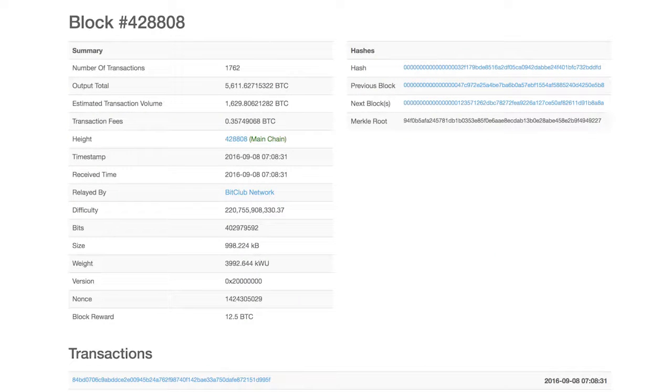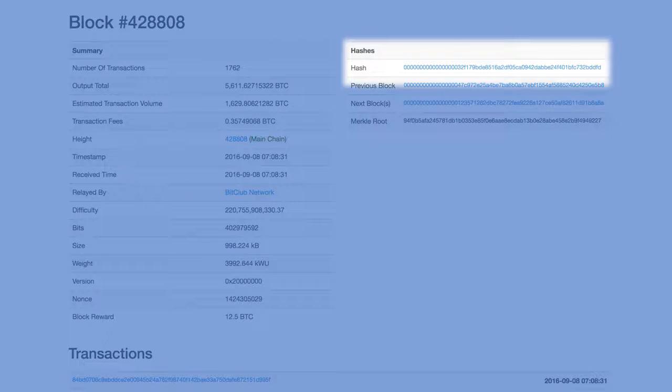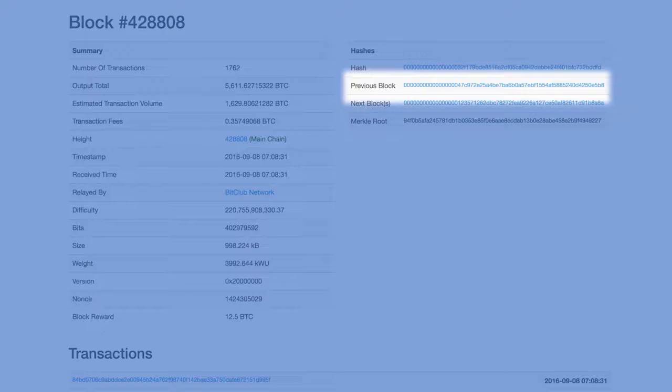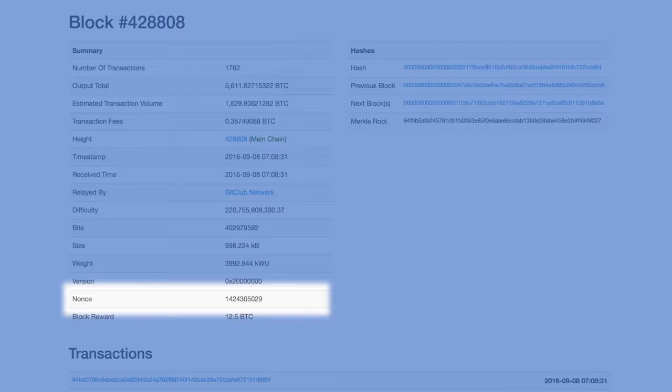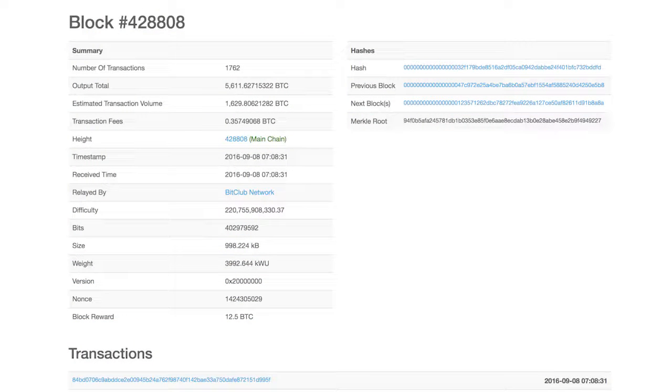Let's now look at the more recent block 482808. On the right panel, note the current block hash, the previous block hash, that is a link to the previous block, and on the left panel, down here, the nonce. You will learn about the block hash computation in the module quiz and in the later lessons.